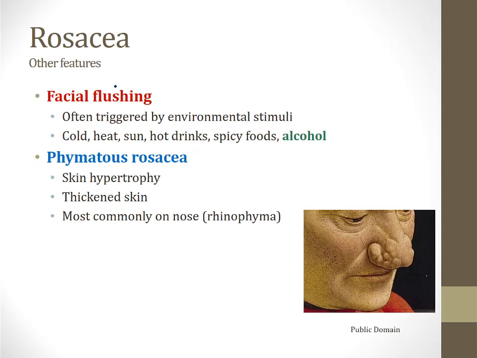Other features of rosacea are shown on this slide. Facial flushing means that the face becomes red and warm. This is common in people who have rosacea. Often it's triggered by some environmental stimuli, for example, cold or heat or the sun or certain types of drinks or food. A classic trigger is alcohol. Many people with rosacea, when they drink alcohol, their face will become red and warm. And finally, some people with rosacea, especially if it's long-standing and untreated, will develop what's known as phymatous rosacea.